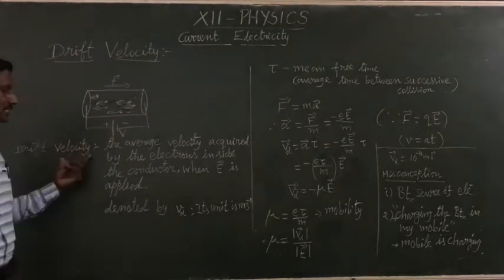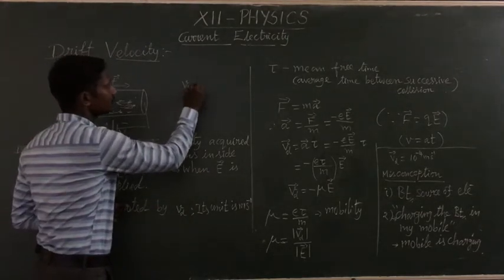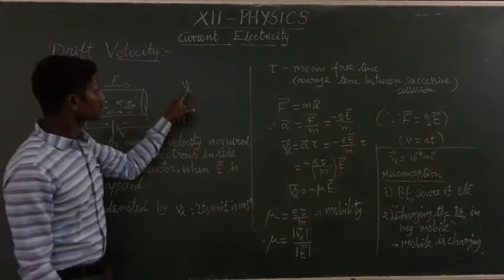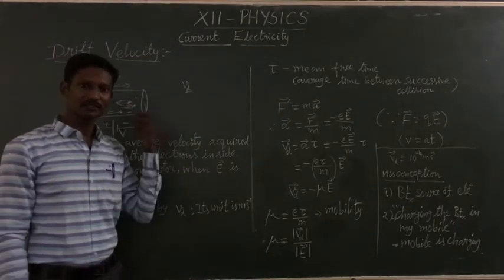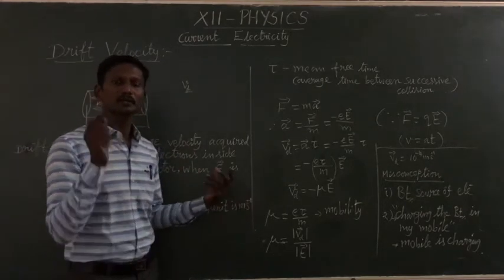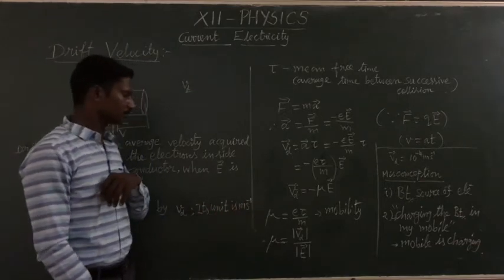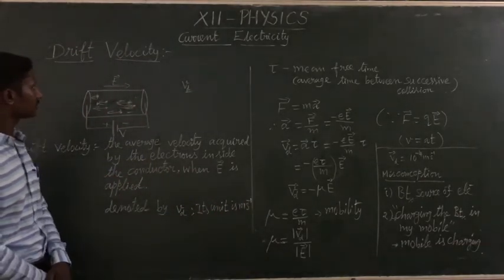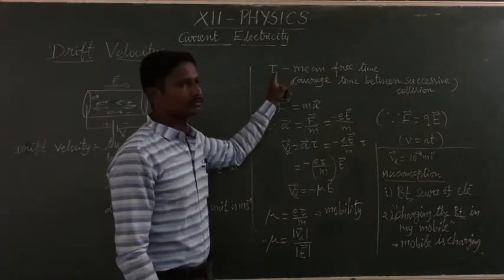The drift velocity is denoted by v_d. That is velocity, and drift means subscript d. Okay, v_d. Its unit is meter per second, since it is velocity. In our book the unit is not available, but in 1 mark questions they often ask for meter per second, that is the unit of drift velocity. Okay.